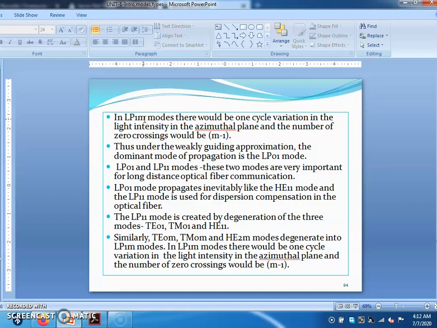LP11 mode is created by degeneration of three modes: TE0M, TM01 and HE11 modes. Similarly, TE0M, TM0M and HE2M modes degenerate into LP1M modes. In LP1M modes, there will be one cycle variation in the light intensity pattern, since the index is 1, and the number of zero crossings would be M minus 1.